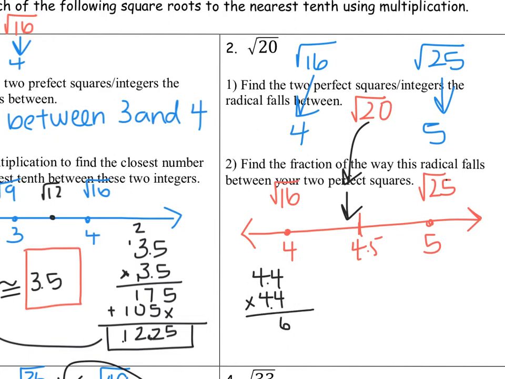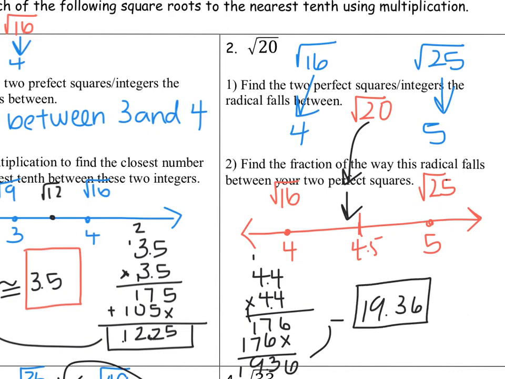4 times 4 is 16, carry the 1. 4 times 4 is 16, plus 1 is 17. Same thing again. We get 4 times 4 is 16, carry the 1, and then we get 17. So bring down the 6. 6 plus 7 is 13, carry the 1, we get 9, and so what we end up with is 19.36, which is really close to the square root of 20. So that is about the square root of 20.